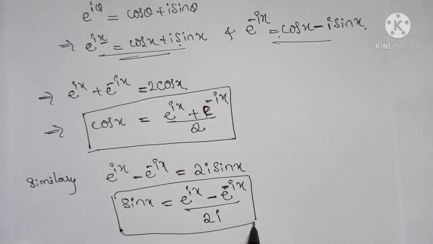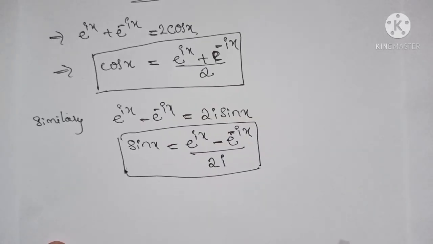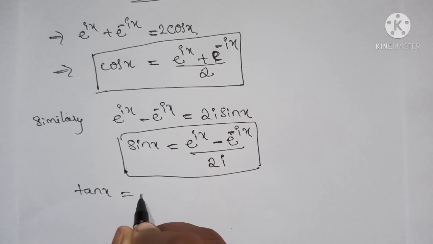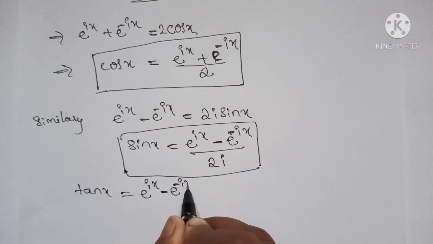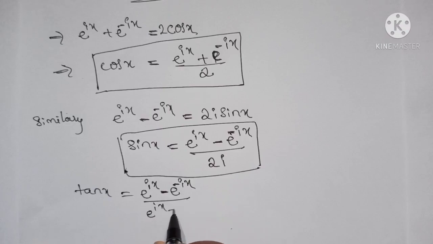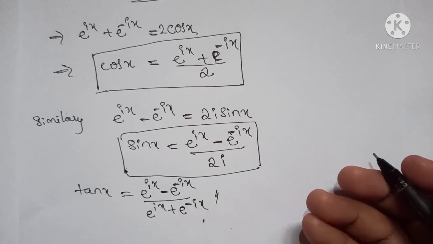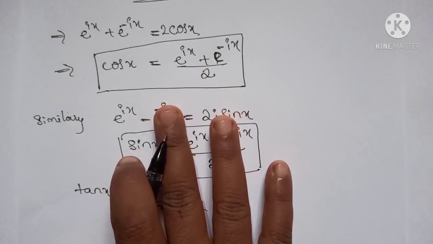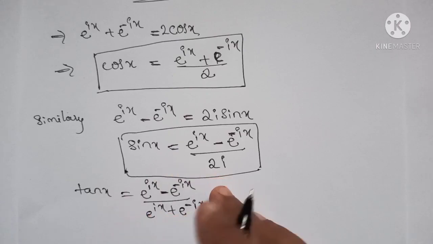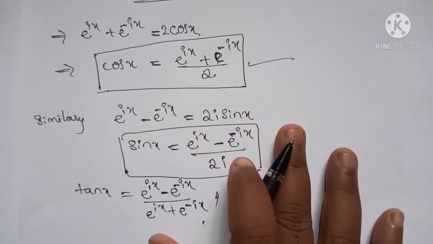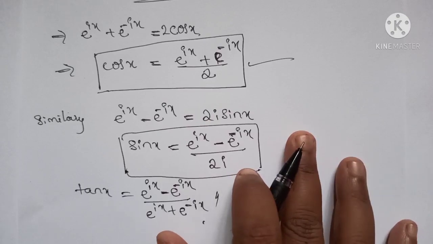So similarly, we can establish tan x equals sin x by cos x, which gives e raised to ix minus e raised to minus ix divided by e raised to ix plus e raised to minus ix. This is tan. Similarly, we can define other trigonometric functions here. So these are the cos x, sin x and tan x representations in terms of the Euler function. These are called the circular functions.